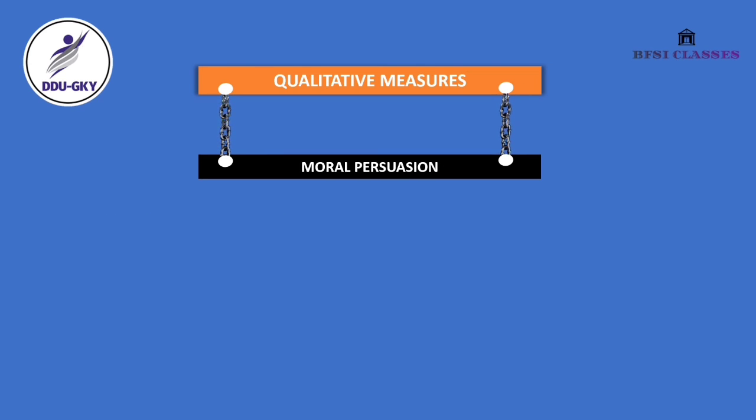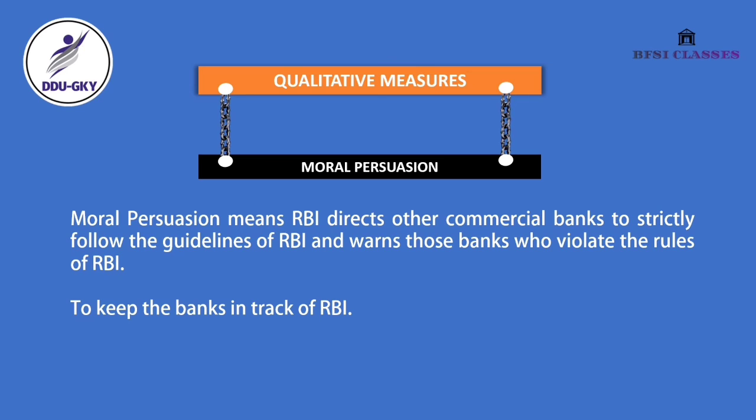Moral persuasion. Moral persuasion means RBI directs commercial banks to strictly follow the guidelines of RBI and warns those banks who violate the rules of RBI. RBI does this moral persuasion to keep the banks on track and save the economy from deflation and inflation.